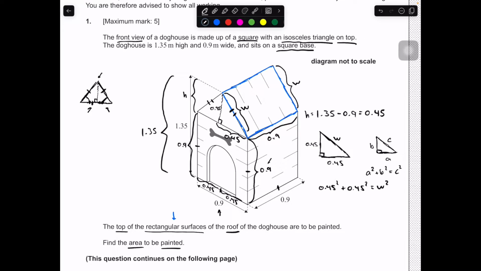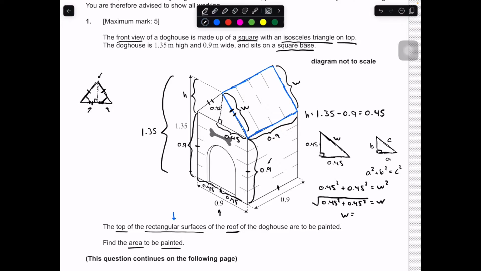So we can actually go ahead and solve that if you want. We can rearrange this as well and take the square root of both sides. And so if we do, we'll have w is equal to the square root of all of this business: 0.45 squared plus 0.45 squared. That should give us the width of this rectangular surface on the top of this doghouse. So I'm going to work this out on the calculator that I have beside me. 0.45 squared, and then we want to take the square root of that.